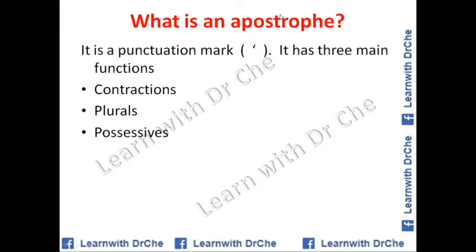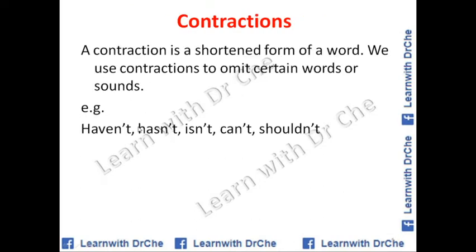What is an apostrophe? It is a punctuation mark, something like that, not in this way, it is like this way. It is a punctuation mark. It has three main functions. Number one, it is used for contractions. Number two, to make plurals, and number three, to make possessives. So let us look at the first use, contractions.